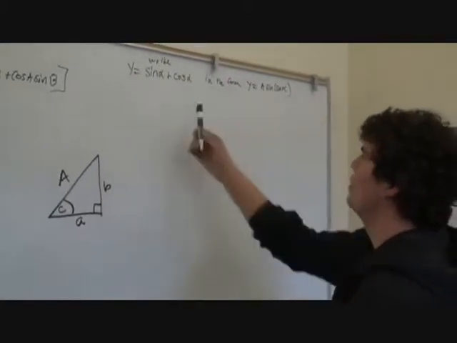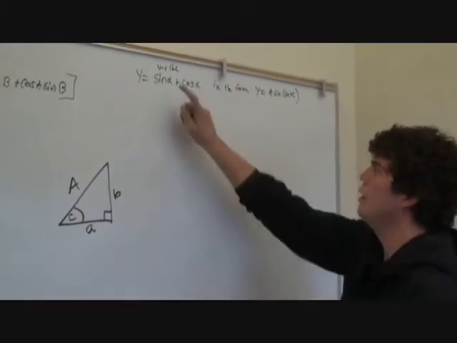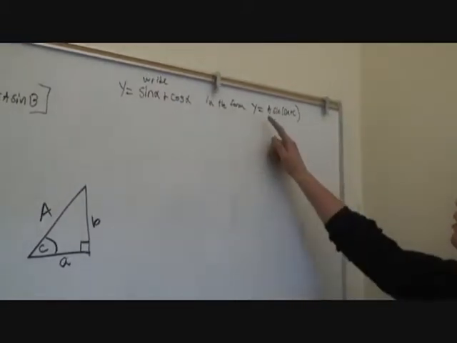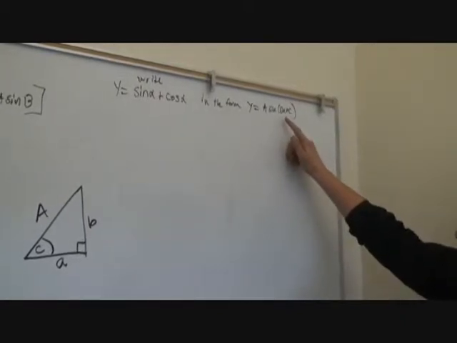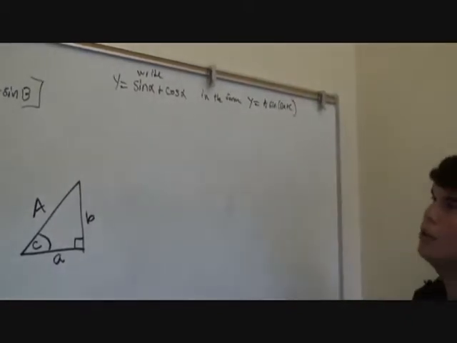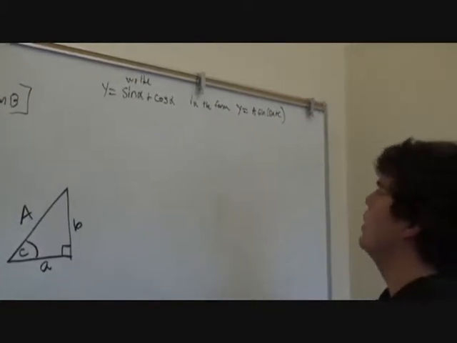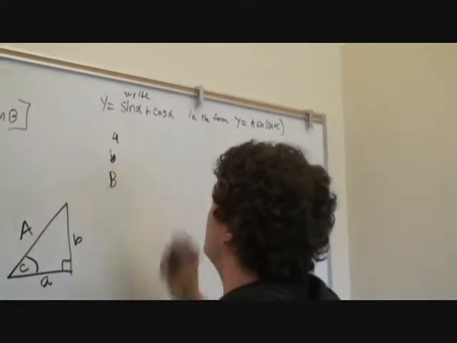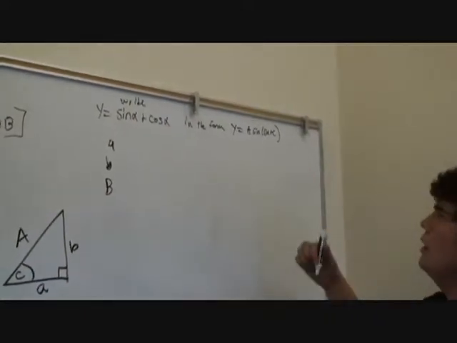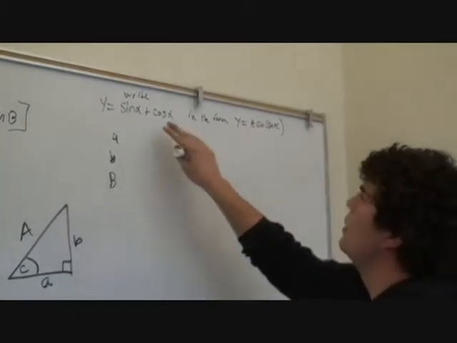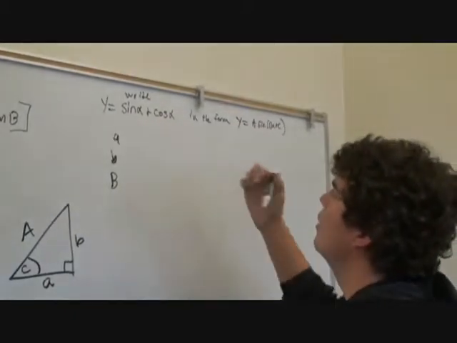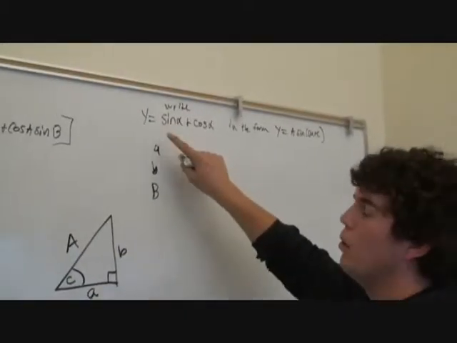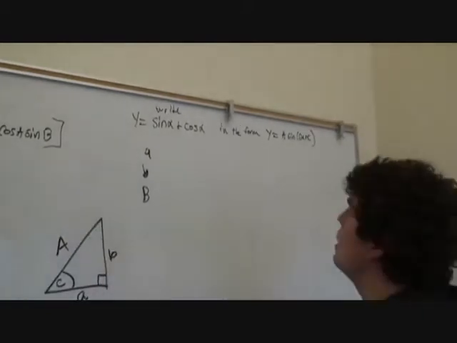Okay, to one of our final steps, we need to write our original equation that we graphed, sine x plus cosine x, in the form y equals A sine of Bx plus C. So to do this, we're asked to find the values of little a, little b, and big B. Well, if this is going to be in the form of this, as you've noticed from these equations, there is no little a or little b, or big B for that matter.